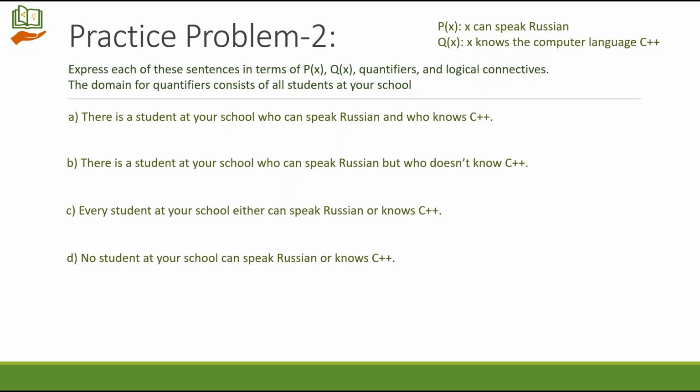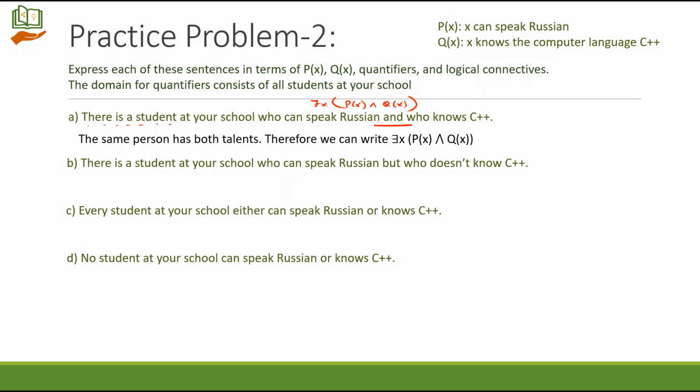There is a student at your school who can speak Russian and who knows C++. This is conjunction operation. P of x and q of x. There is a student which states that it is existential quantifier and it has to be applied to both. The same person has both talents, so we can write it as existential quantifier x. Inside the brackets, we are bringing p of x conjunction q of x.